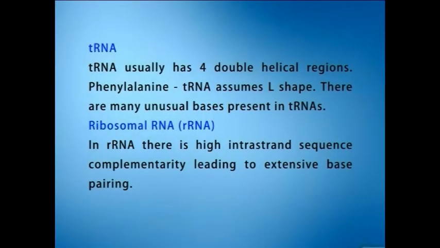tRNA. tRNA usually has 4 double helical regions. Phenylalanine tRNA assumes L shape. There are many unusual bases present in tRNAs. Ribosomal RNA, rRNA. In rRNA, there is high intrastrand sequence complementarity leading to extensive base pairing.